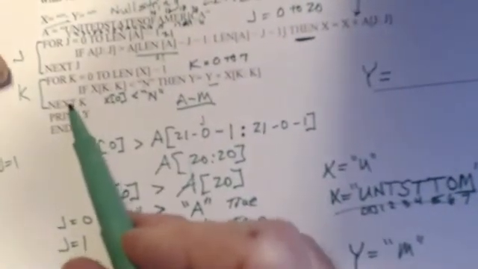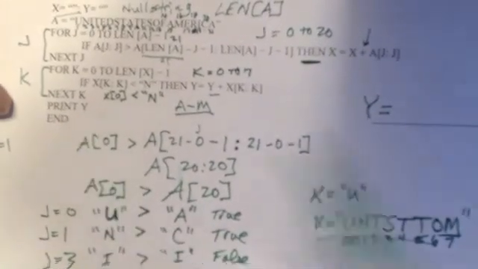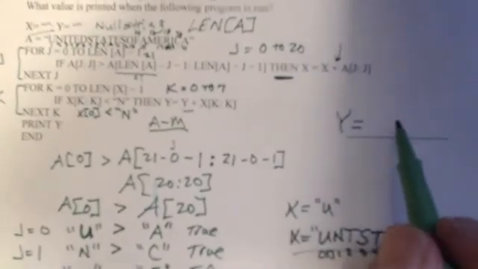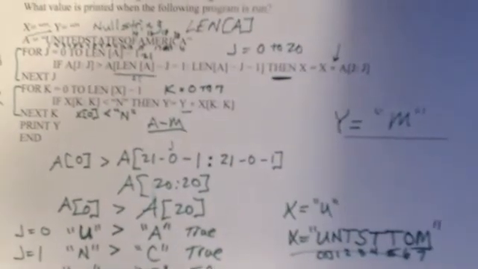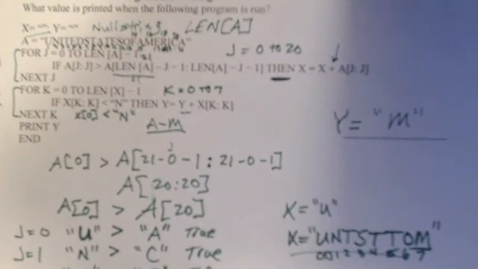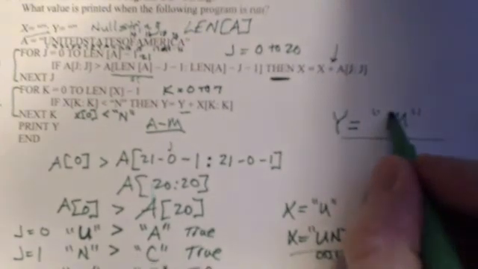And we come back here, and that's the end of the K loop. End of the K loop, and all that's left is to print Y, and that's what Y equals. So come up here, Y equals M, and that's the end of that problem. Okay, sorry, this was probably the messiest string problem you've ever been through.